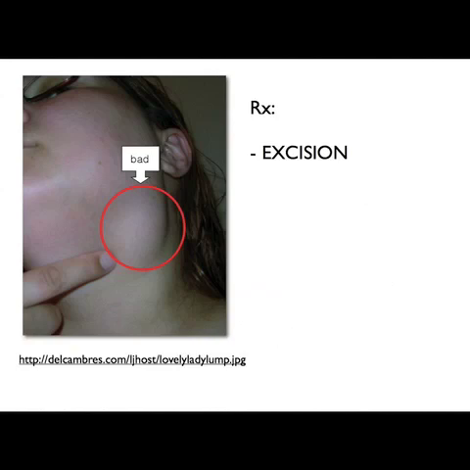You can see a little picture of a branchial cyst here, in the upper two-thirds of the sternocleidomastoid. It looks quite cystic, actually, I think. Not sure how something can look cystic, but it just does.